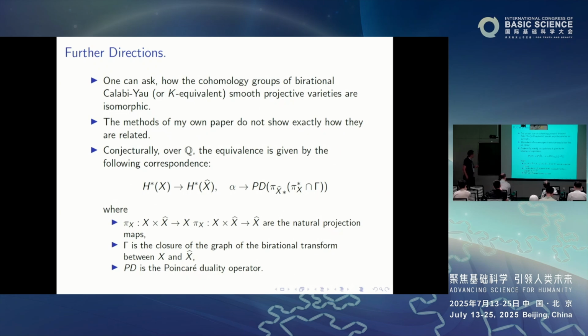So that's one further direction. I don't know if I have another one. Maybe I have another one. No, that's it.